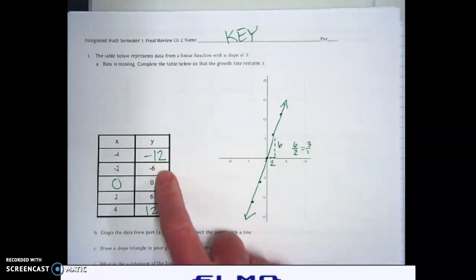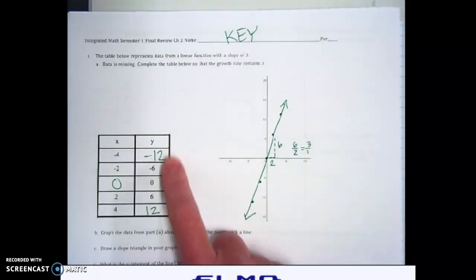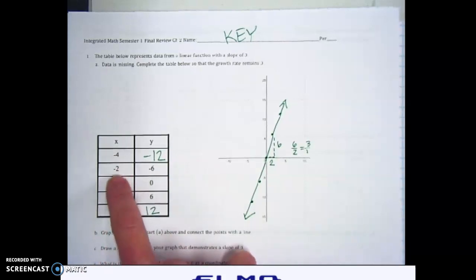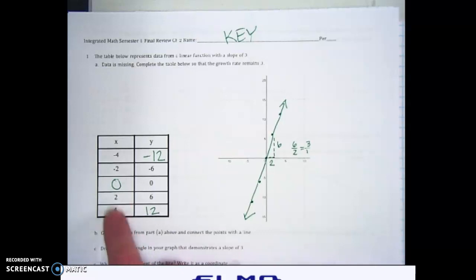So it's increasing by 3, but it looks like it's actually increasing by 6. That's because we're missing the -1, the -3, the -1, the +1, and the +3. So if you squeeze those numbers in there, you'd see it was going up by 3/1. So for part B, they want you to graph the data.